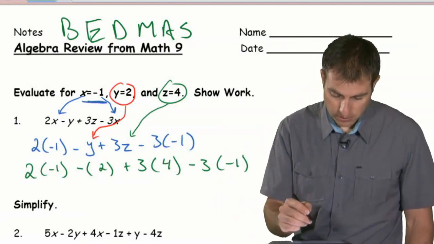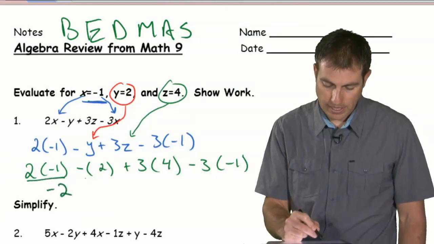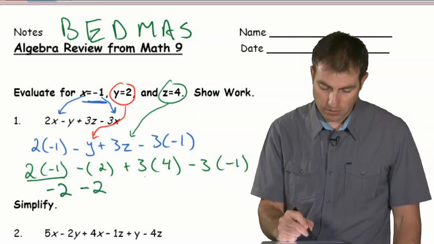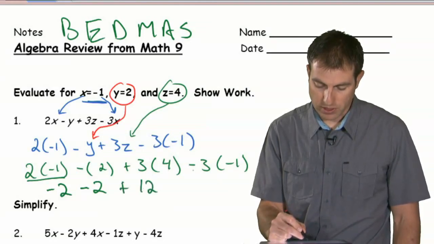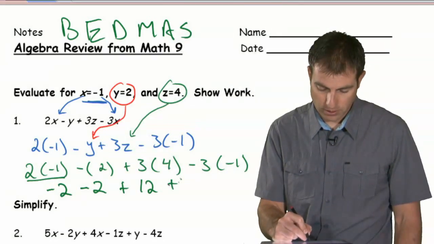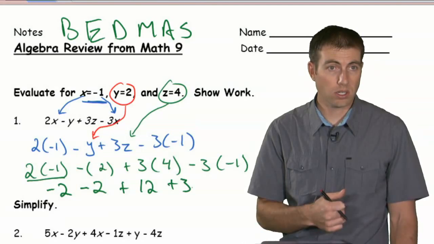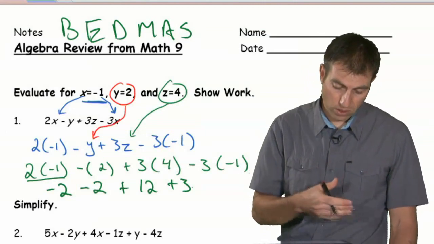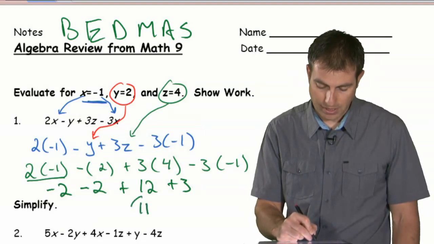Some of you have probably done this at home, but the first one we're working through here is 2 times -1, which is going to be -2. And then we're going to have the -2 here. There's no multiplication there. We're going to have 3 times 4, which is going to give us 12. And then I have -3 times -1, which gives me +3. From this point, I'm just going to do the addition and subtraction. So -2 minus 2 is -4, plus 12. It's going to give us +8, plus 3. We should end up with 11.